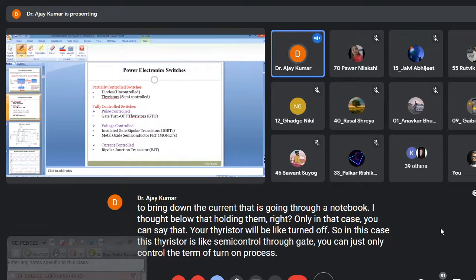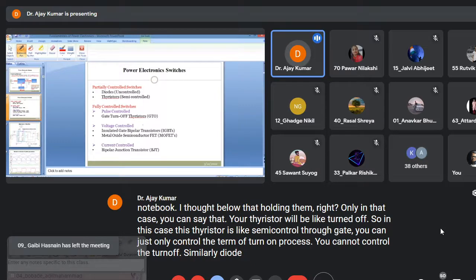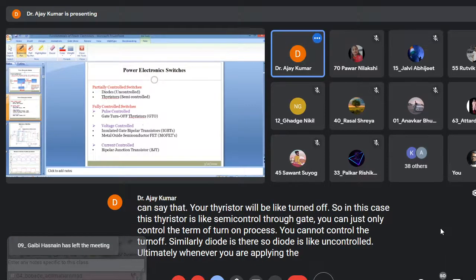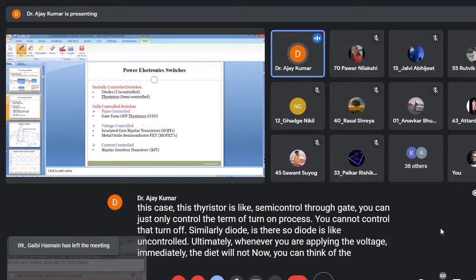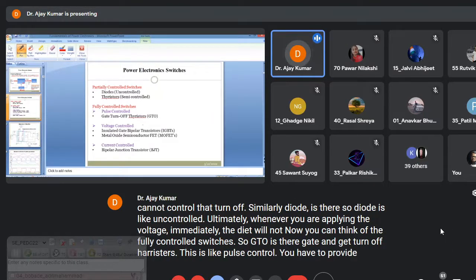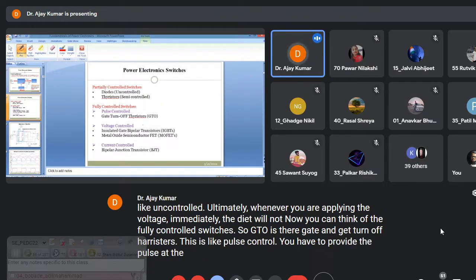Similarly, the diode is uncontrolled. Ultimately, whenever you apply the voltage, immediately the diode will turn on. Now you can think of the fully controlled switches. So GTO is there, gate turn off thyristor. This is pulse control. You have to provide the pulse at the gate terminal. Now you can also categorize voltage control.